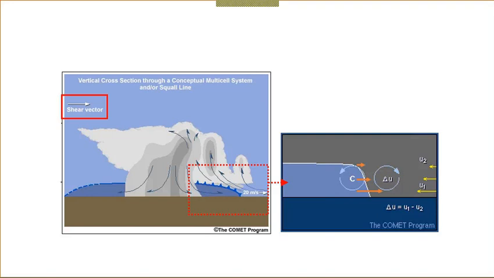So this is on the downstream side, but if you look at the upstream side of this multicell, then you end up with rotation couples that will not help each other. So the cold pool rotation will not help the environment rotation, and that's the main reason why you do not have the development of daughter cells on the upstream side.